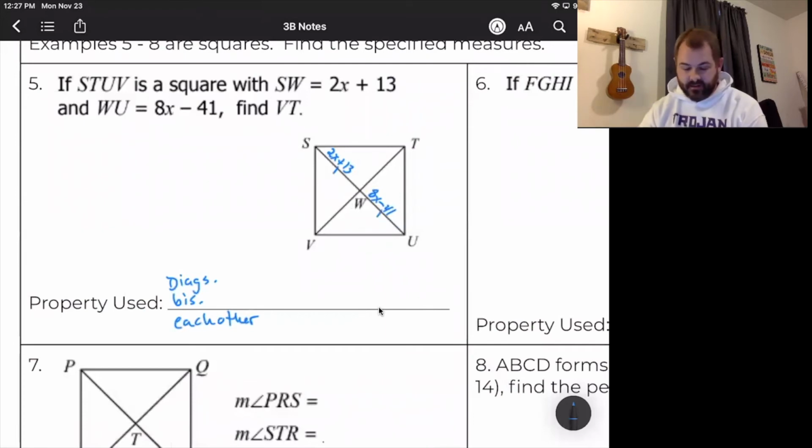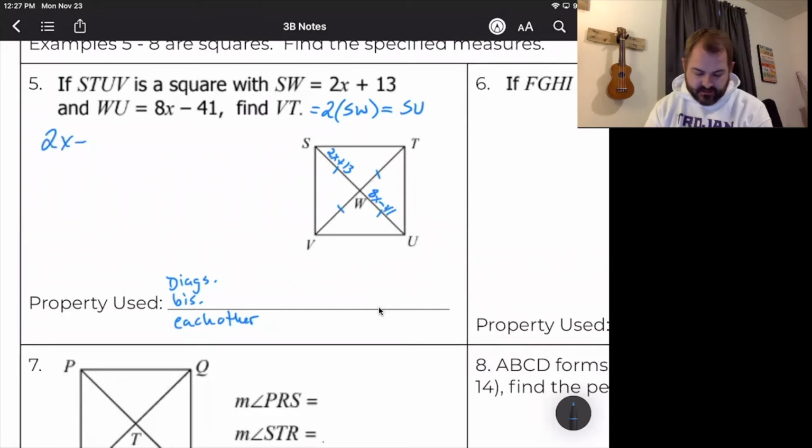And since it's a rectangle, all 4 of these would be congruent. So VT is really just the length of twice either one of those, SW or WU. Once we know what x is, we can plug into either one of those and get the full length of that diagonal, because VT is the same as the full length SU. So first we set these equal to each other: 2x plus 13 must equal 8x minus 41.